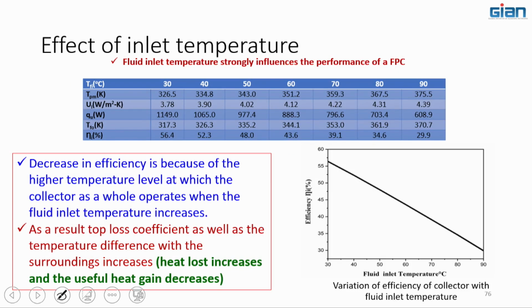And also the inlet temperature. As you go on increasing the inlet temperature, you are reducing the instantaneous efficiency. The decrease in efficiency is because of the higher temperature level at which the collector as a whole operates when the fluid inlet temperature increases. As a result, the top loss coefficient increases and the instantaneous efficiency decreases.